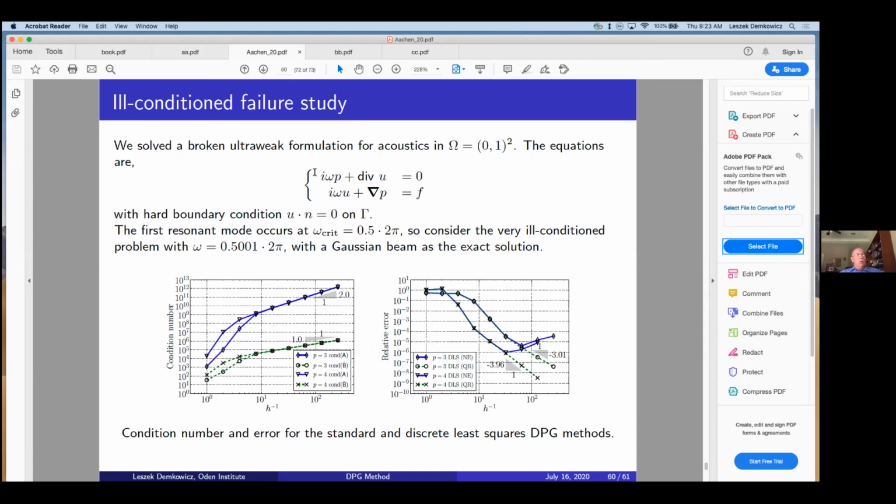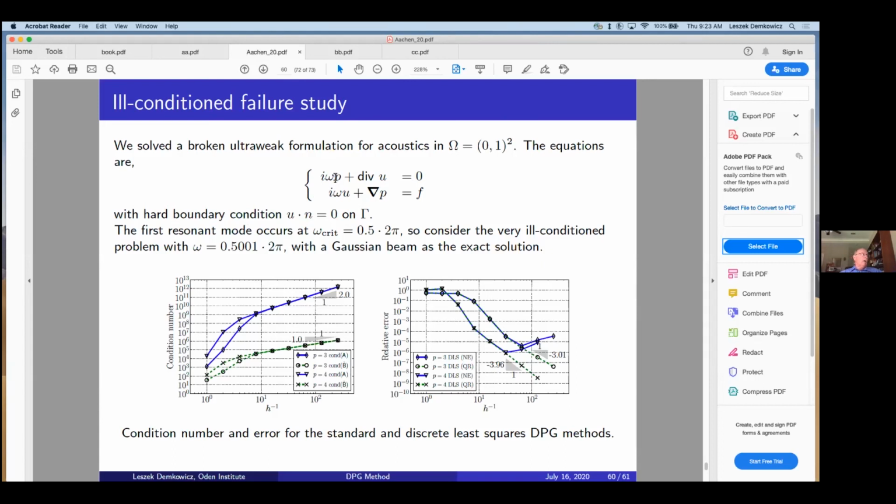It was a quasi-resonant problem for acoustics with a hard boundary condition. So if omega is one of the resonant eigenvalues, frequencies, then this problem has no solution or has multiple solutions. But here you're in a quasi-resonant mode, very close to the resonant eigenvalue, and that produces a very ill-conditioned matrix.